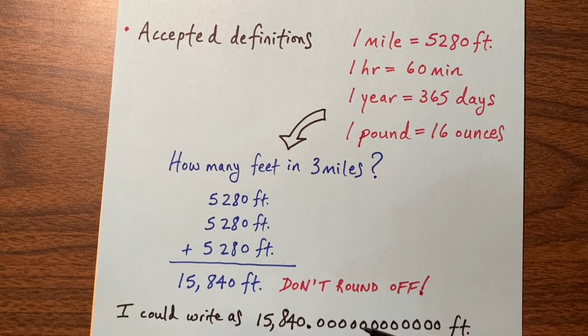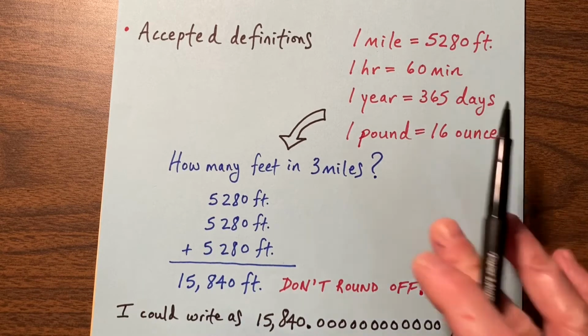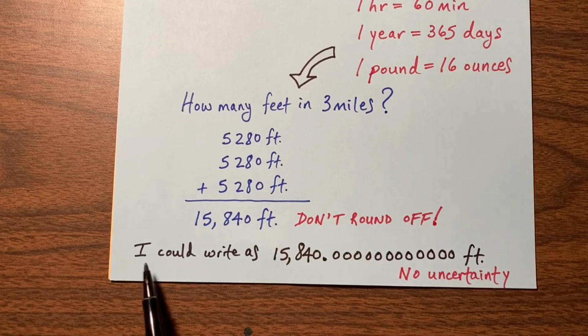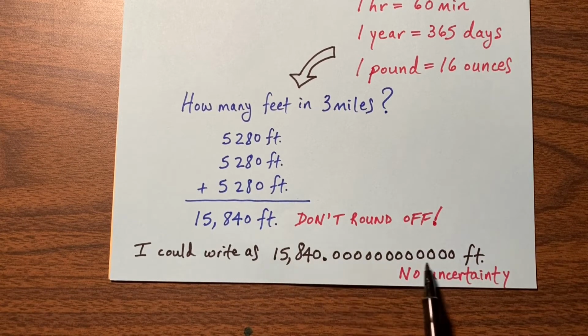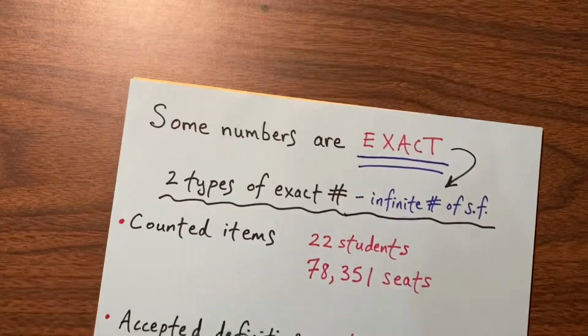When you use digits that have been measured, you have to round off the final answer. I could write this answer as 15,840.000000, an infinite number of zeros, and I would be just as correct as saying 15,840. I could put all those zeros in. I don't need to, but that's what that means. There's not any uncertainty in that. So keep that in mind, please, when you're doing calculations in this course.